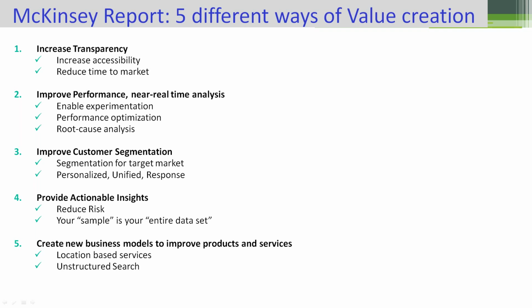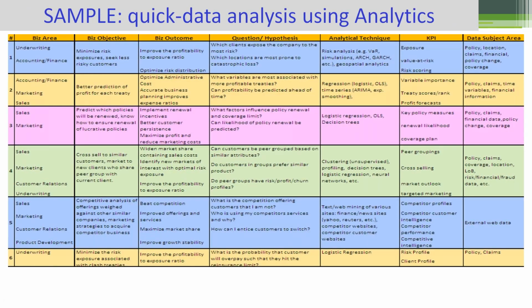We'll do that. The fifth one is to create new business models. Some of them are GIS based information. GIS based means geographical information, so spatial analysis, Google Maps, those kinds of things, and unstructured analysis. We'll do a project on unstructured analysis. That's my favorite as well.